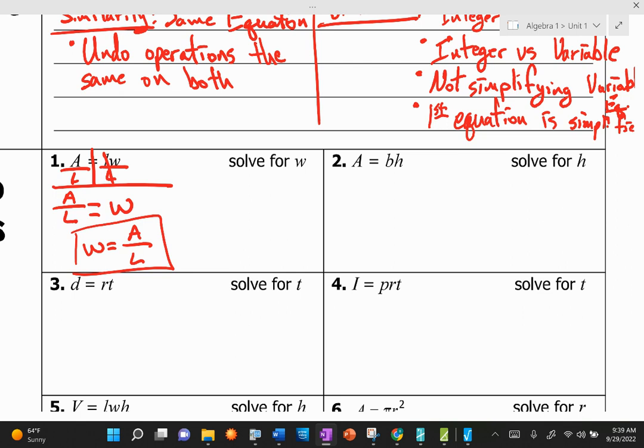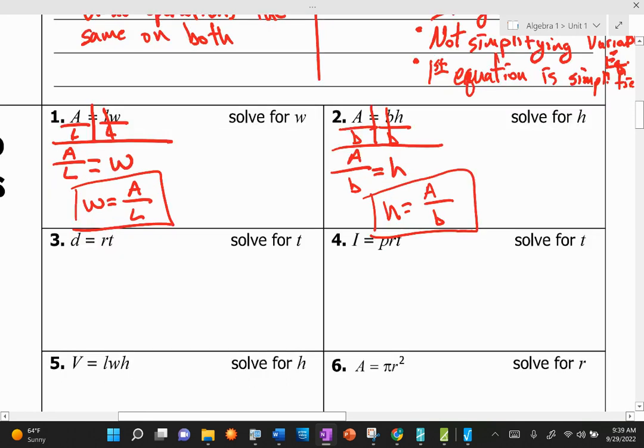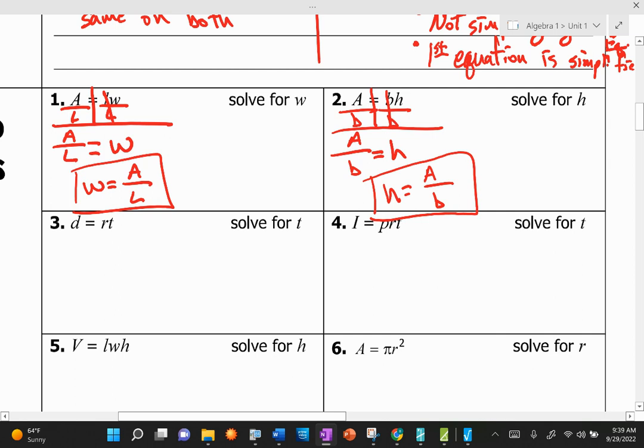Okay, so we should locate our variable. It's on the right. To get it by itself, we need to divide by base, which is going to give us h equals area over base. Okay, so that should be what we got. How do we feel about that? Good. We're gonna skip number 3.